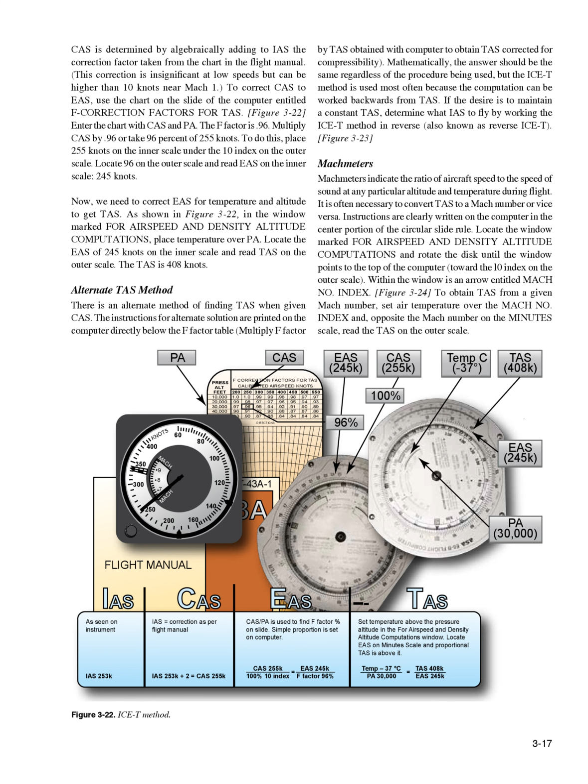To do this, place 255 knots on the inner scale under the 10 index on the outer scale. Locate 96 on the outer scale and read EAS on the inner scale, 245 knots. Now, we need to correct EAS for temperature and altitude to get TAS.